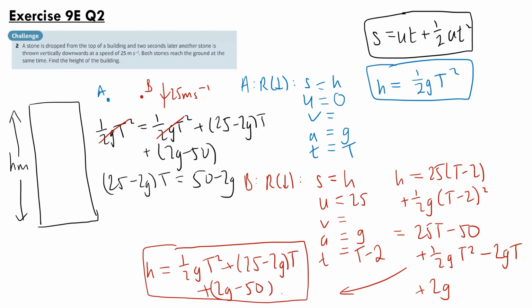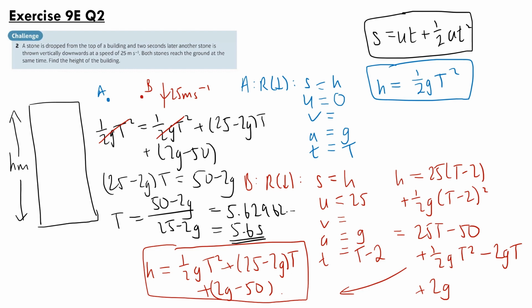Swapping the signs around there. And so we get t is equal to (50 minus 2g) over (25 minus 2g). Putting that into a calculator with g equals 9.8, we get 5.62962. And rounding that to two significant figures, we have 5.6 seconds.